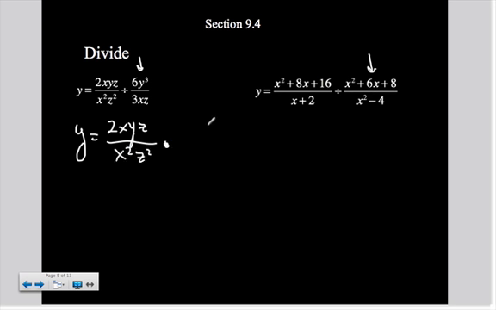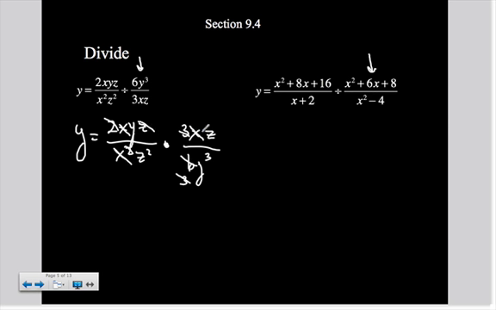So it becomes times the inverse of that fraction. And now it's a multiplication problem, and we just learned how to do that. 2 goes into 6 3 times. The 3 cancels with the 3. This x cancels with one of the two. This x cancels the other one.